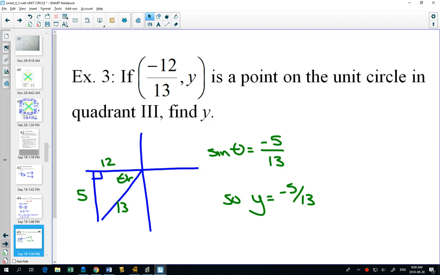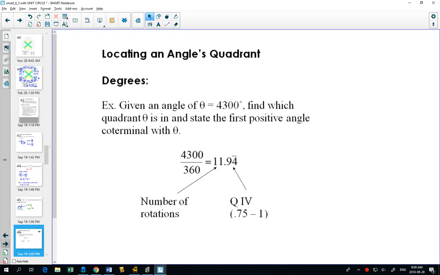And this year, because we're not restricted just to 0 to 360 degrees, now we have to figure out if you have a large angle in degrees like 4,300 degrees, what quadrant does that end in? What is it coterminal with? So here it says, given the angle of 4,300, find which quadrant it's in and state the first positive angle coterminal with theta.